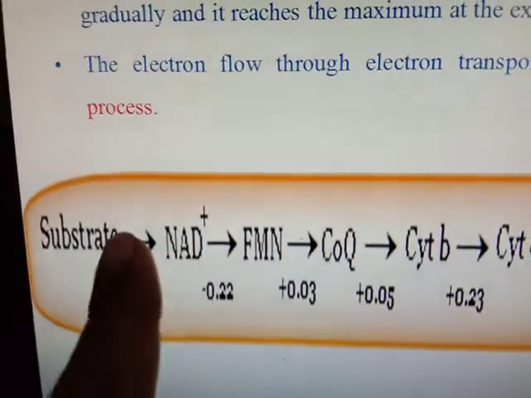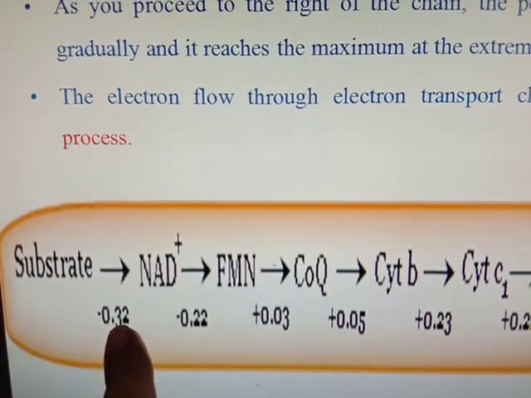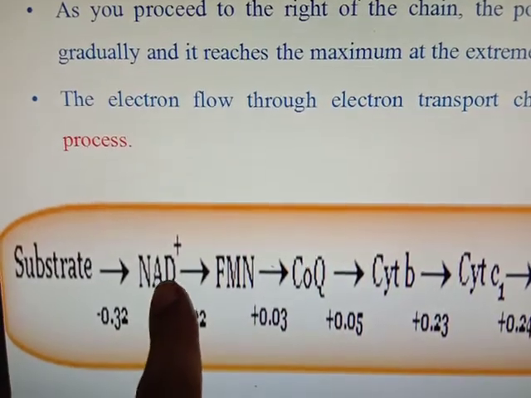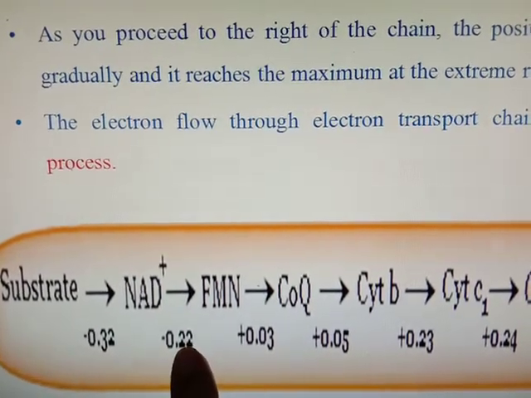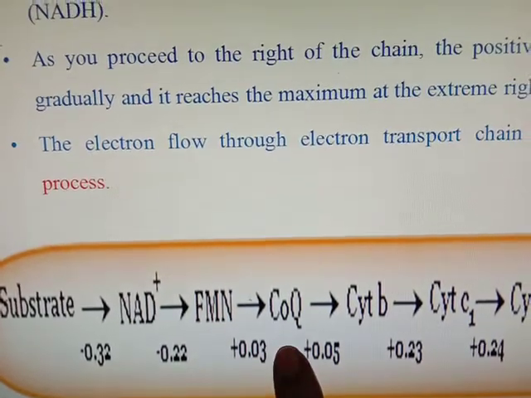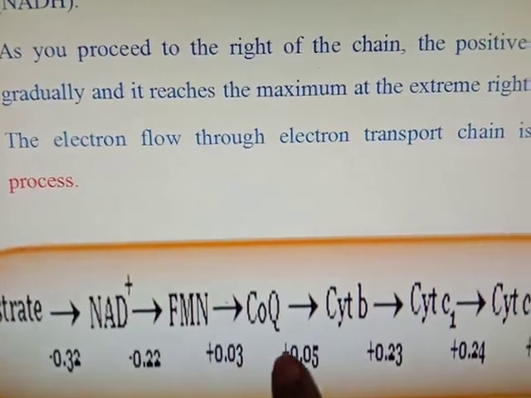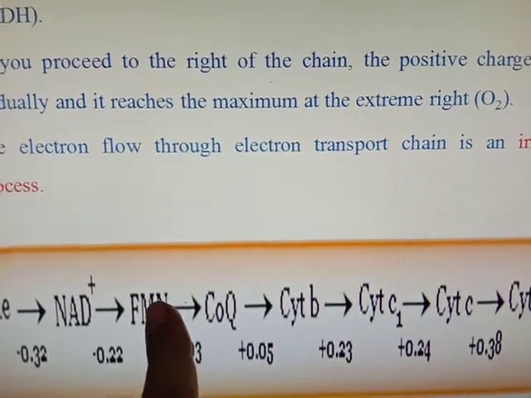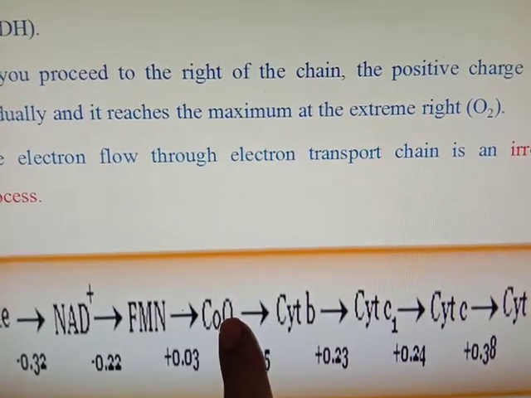Now here see the substrate. From the substrate, hydrogen is transferred to NAD, which has a redox potential of -32. Then the electron will move from NAD to FMN, having more positive potential than NAD. Then FMNH2 will transfer to coenzyme Q, having a more positive redox potential than FMN. Likewise, the redox potential value is increasing. That's why FMN will transfer hydrogen to coenzyme Q, because it is more positive.